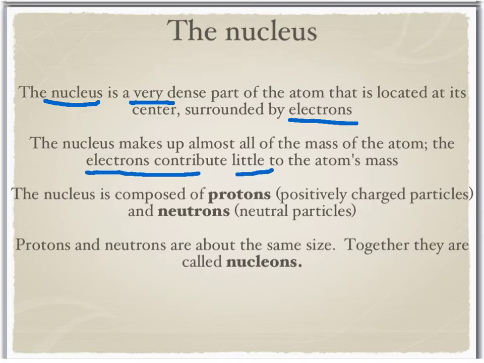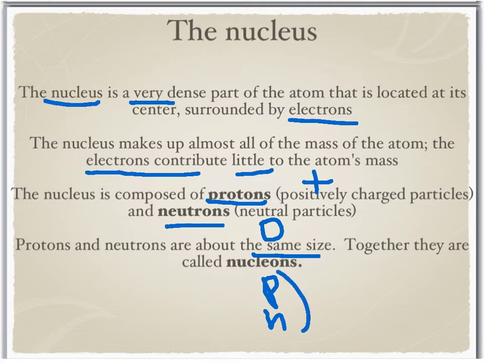What's in the nucleus? There are protons, which are positively charged, and there are neutrons, which have no charge. And they're about the same size. Together, the protons and the neutrons are called nucleons. Kind of like we who live here in Chattanooga are called Chattanoogans. That's where the protons and neutrons reside, in the nucleus.